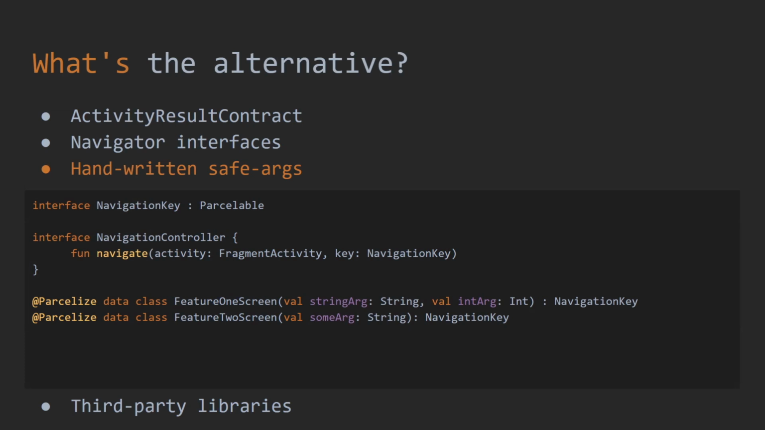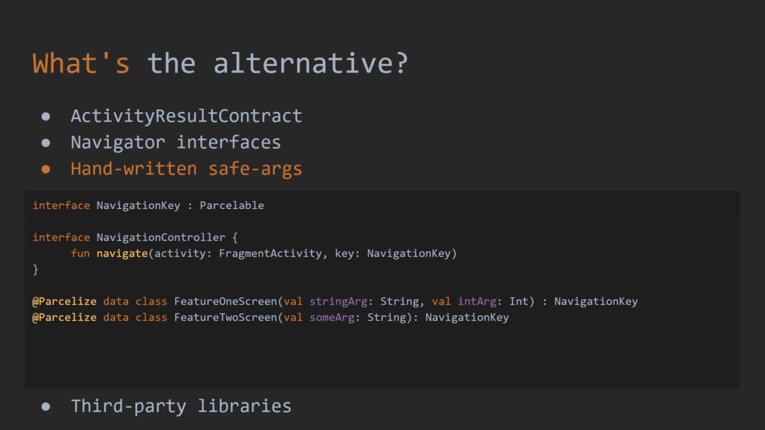Then in the application module, you need to implement the navigation controller and use a big when statement and switch functionality based on the type of the navigation key that you pass in. So when key is feature one screen, start a fragment transaction to open the feature one fragment.